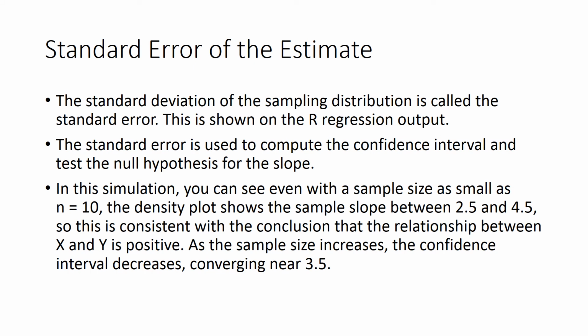In this simulation, you learned that the standard deviation of a sampling distribution is called the standard error of the distribution. R includes the standard error in the regression computer output. The standard error is important because it's used to find confidence intervals, and it's also used to test hypotheses. By examining the density plots, you can verify that the sample slopes are unbiased estimates of the population slope. As the sample size increases, you can see that the regression coefficients converge near the true population slope of 3.5.